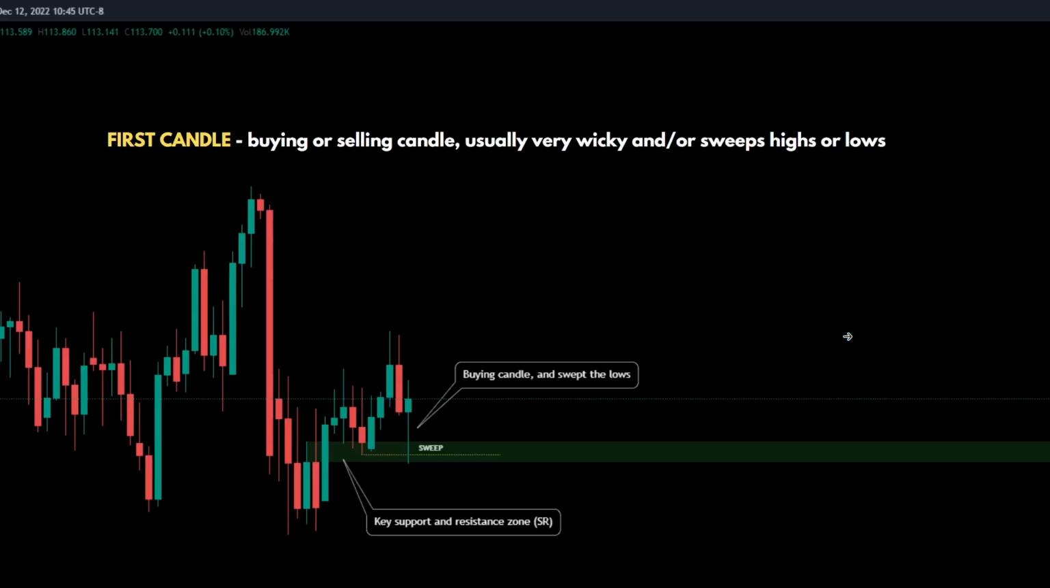Alright, now we have a daily chart. So now we mark up first the key support and resistance zone. This is the key support resistance zone. Rejected, pushed up, support, push up. Now we are retesting it for the nth time. Buying candle, very wicky, closed as a bullish pin bar, and swept this low.